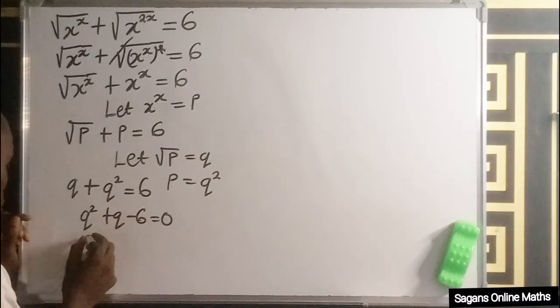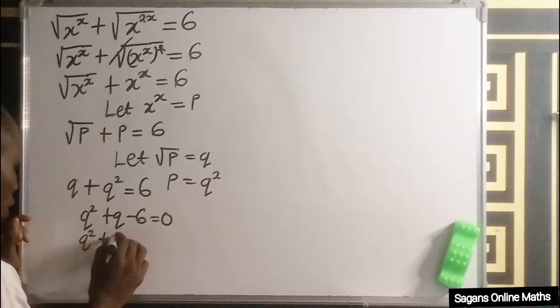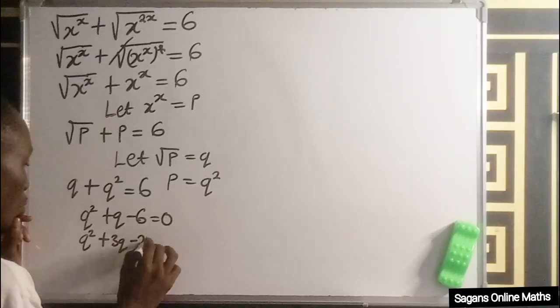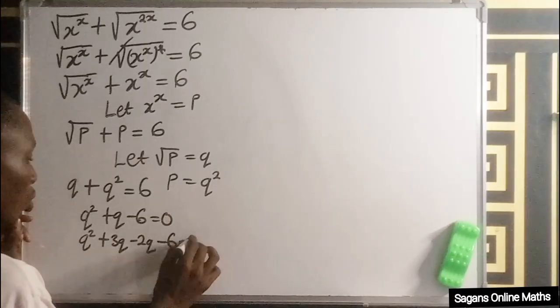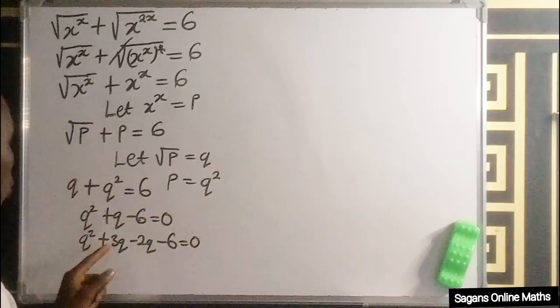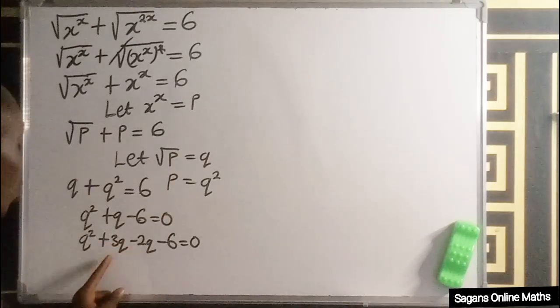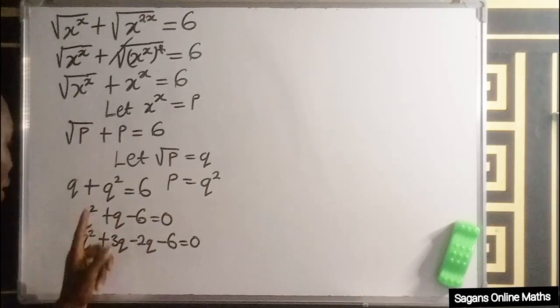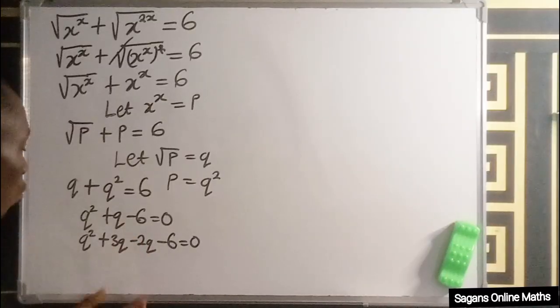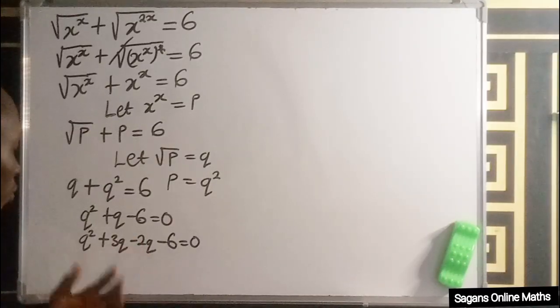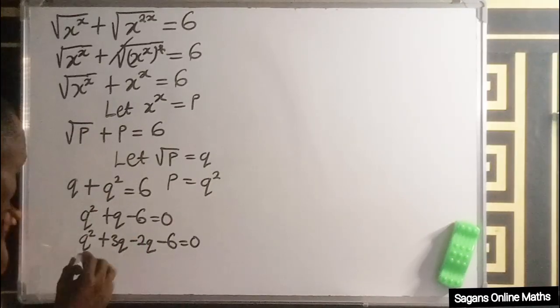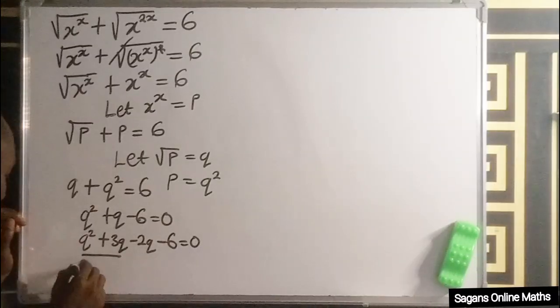So that means this will become q square, then plus 3q, then minus 2q, then minus 6 equals 0. Because 3q minus 2q give us q, and 3 times minus 2 give us minus 6. Wow, this is amazing, and I love this, right? Now you can observe that from here, q is common.